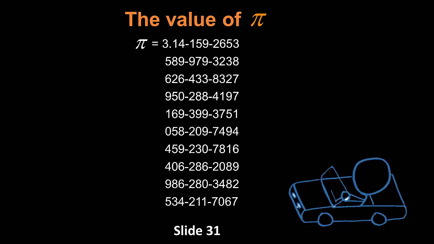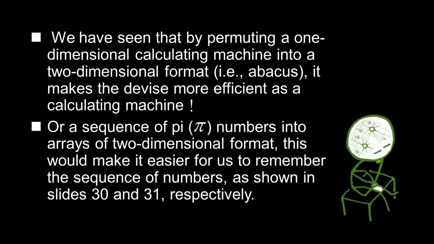We have seen that by permuting a one-dimensional calculating machine into a two-dimensional format representation, that is the abacus, it makes the device more efficient as a calculating machine. Or a sequence of pi numbers into array of two-dimensional format, this will make it easier for us to remember the sequence of numbers as shown in slide 30 and 31 respectively.